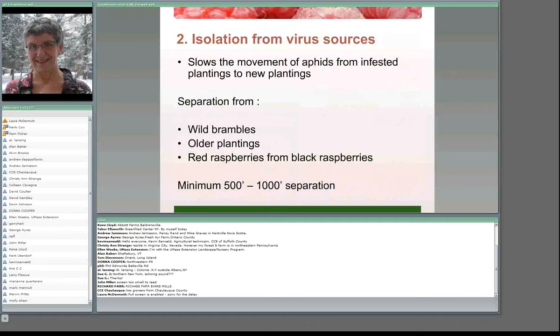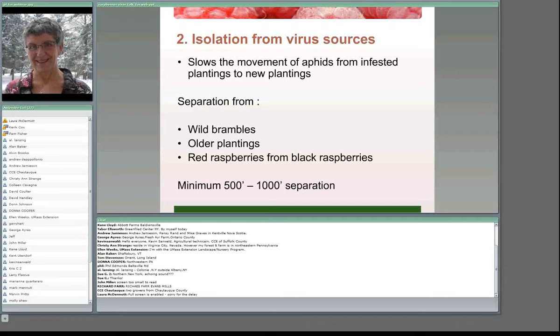The second thing you should do is try to isolate raspberry plantings from virus sources. Now, I know this isn't always practical, but it should be in the back of your mind. Isolation slows the movement of aphids from infested plantings to new plantings, and this is really important for controlling mosaic viruses. So separation from wild brambles, older plantings, and separating red raspberries from blackberries is a rule of thumb.